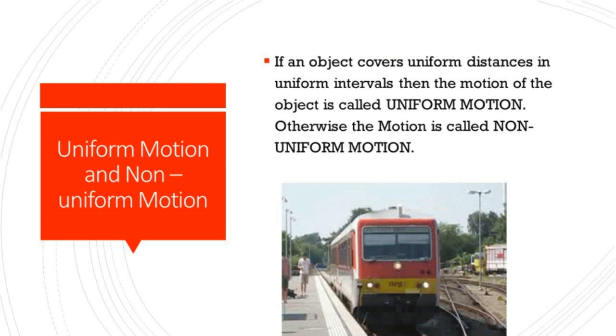That is, the speed was not the same all through the journey time. That is, the speed was non-uniform. This motion is said to be non-uniform motion. However, in between the journey, there may have been a stretch wherein the train might have been going at a constant speed. During that interval, the train was moving at uniform speed, that is, uniform motion. If an object covers uniform distances in uniform intervals, then the motion of the object is called uniform motion. Otherwise, the motion is called non-uniform motion.